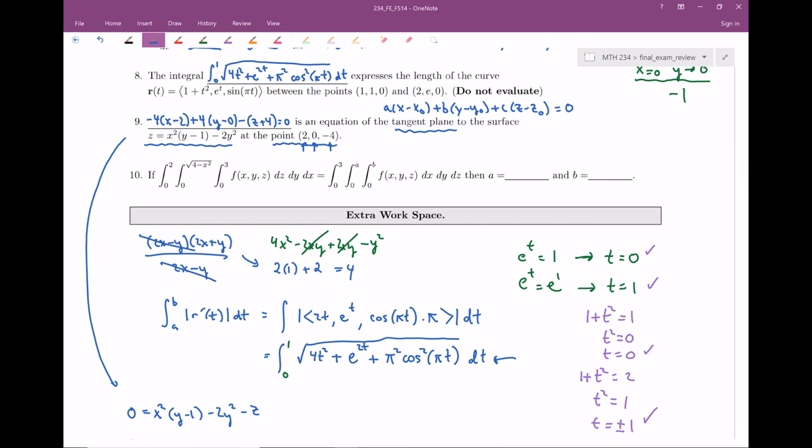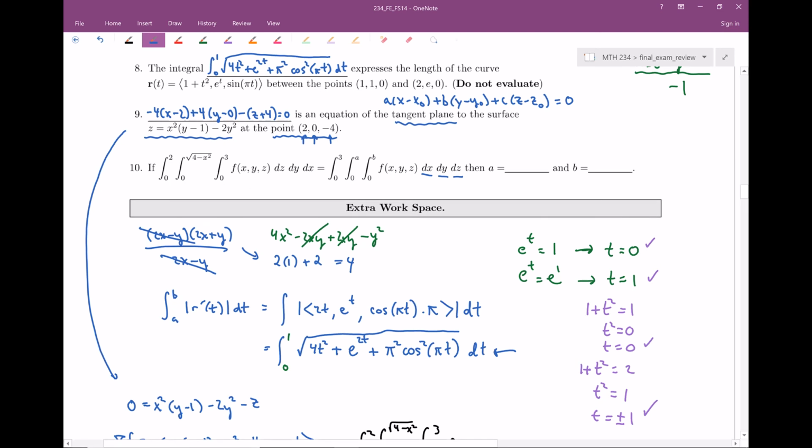All right, one more to go. We have a nice triple integral. We're integrating some function. It didn't tell us what the function is. And let's see, we were integrating z, y, x. Now we're integrating x, y, z. And the question is, okay, they've given us a few of these things, but they want to know what should a be and what should b be, right?